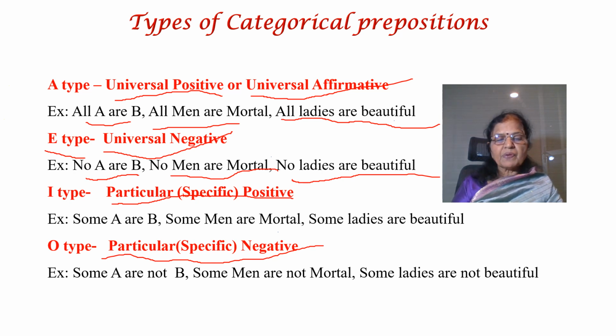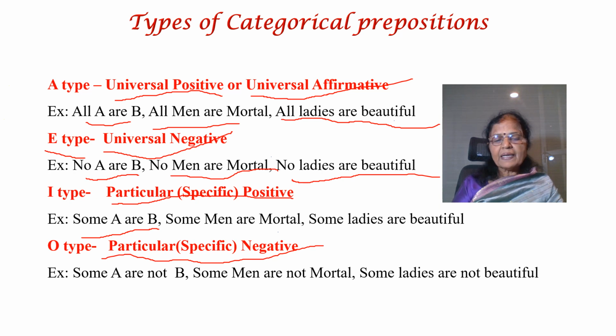And for example, for I type: some A are B. See, again the same thing. First one is the quantifier, some. A is the subject, 'are' is the copula, and B is the predicate. So same structure for all the propositions. And some men are mortal. Again, positive sentence, but we are talking about only some men. So particular positive. And some ladies are beautiful. Again, positive sentence, talking about only particular people. So it is I type statement.